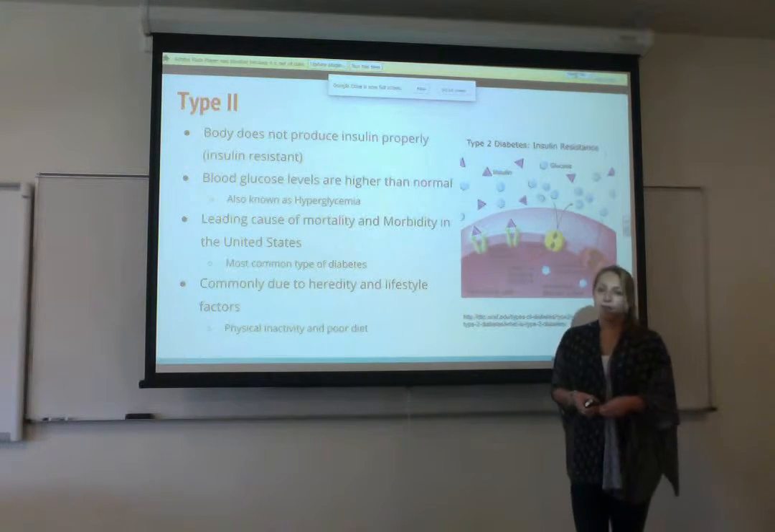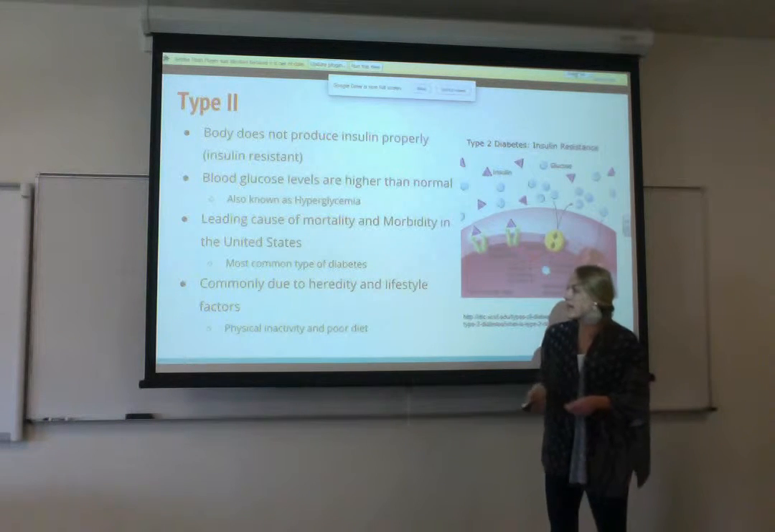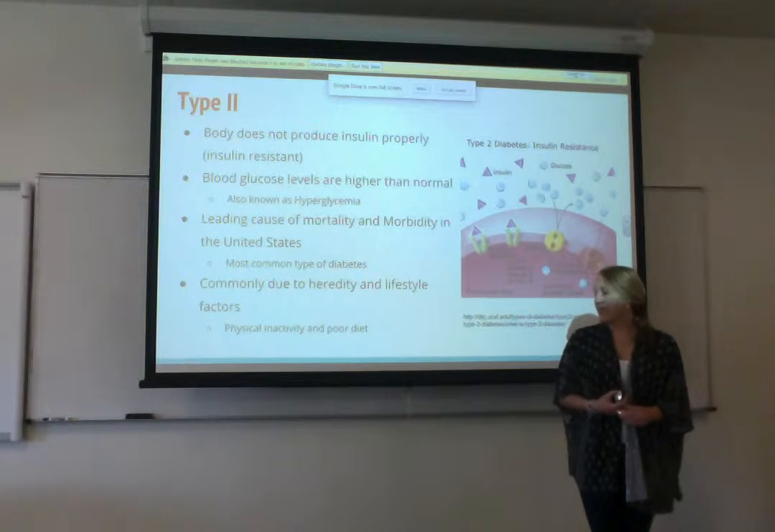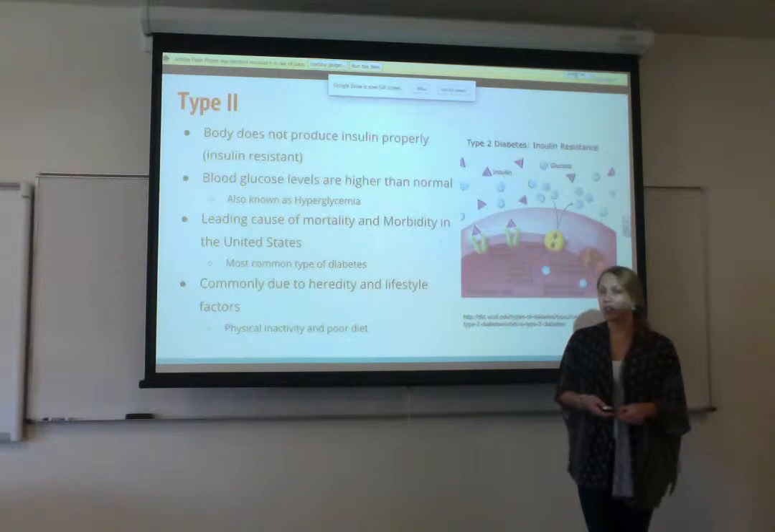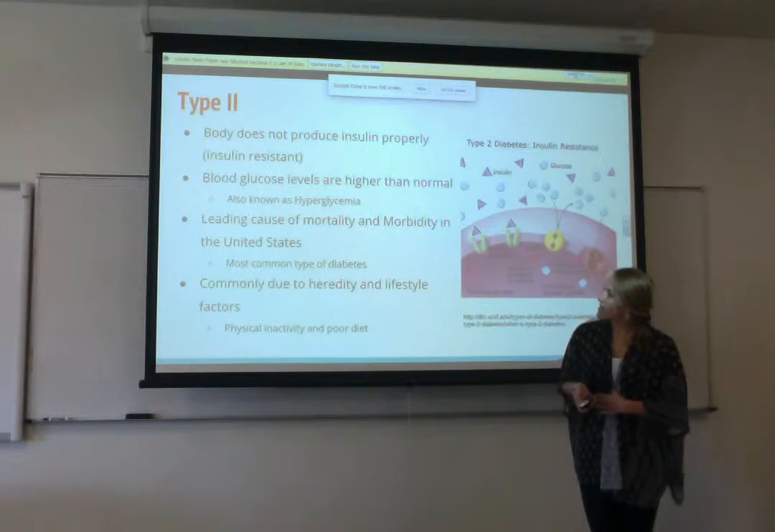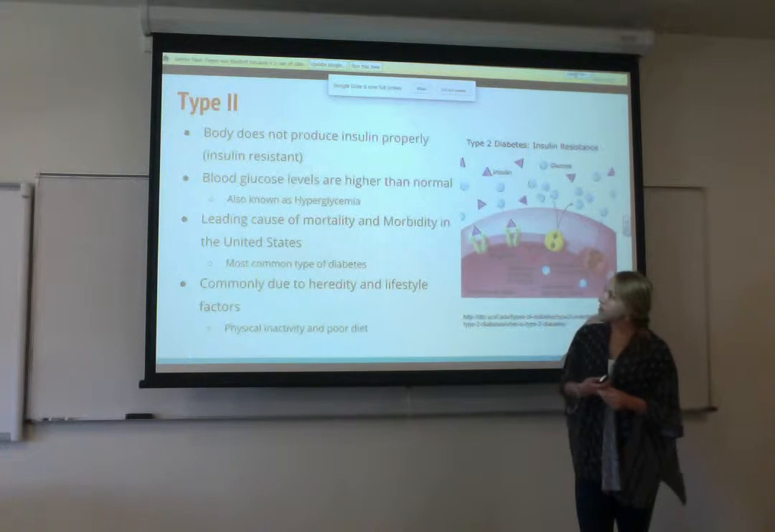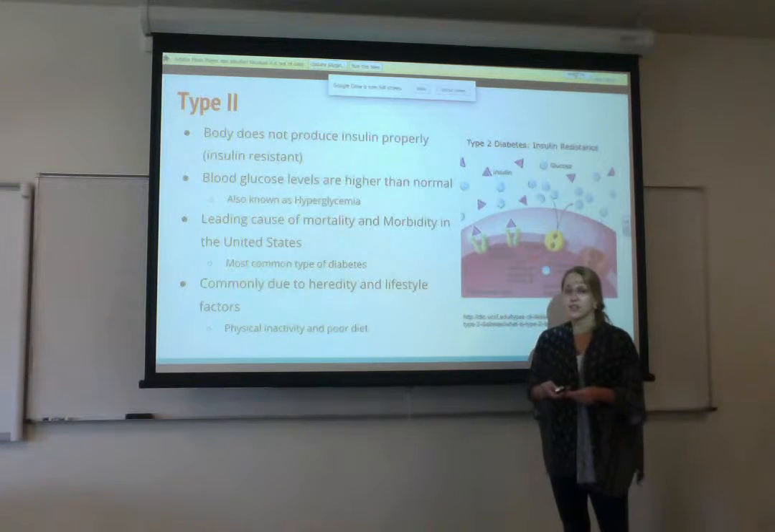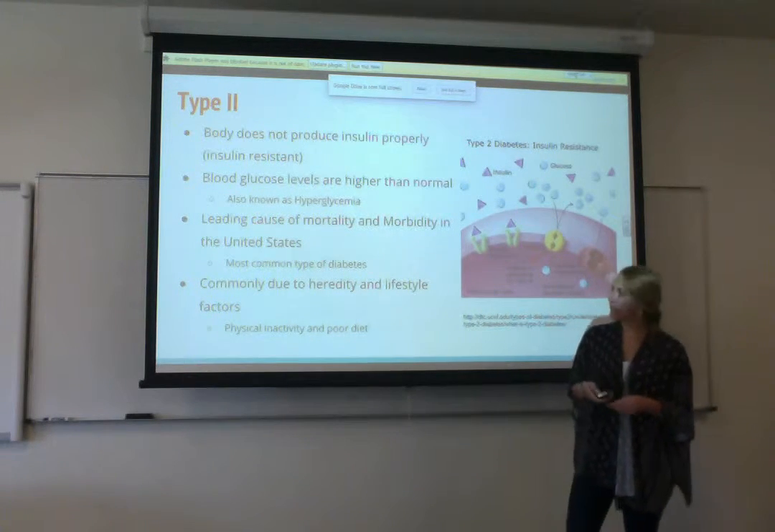Type 2 is most commonly a lifestyle disease, but you can also get it through heredity. We have physical inactivity and poor diet as some of the main contributions to developing it. This is when your blood glucose levels are higher than normal, and your body does produce insulin, but it does not know how to produce it or use it effectively.